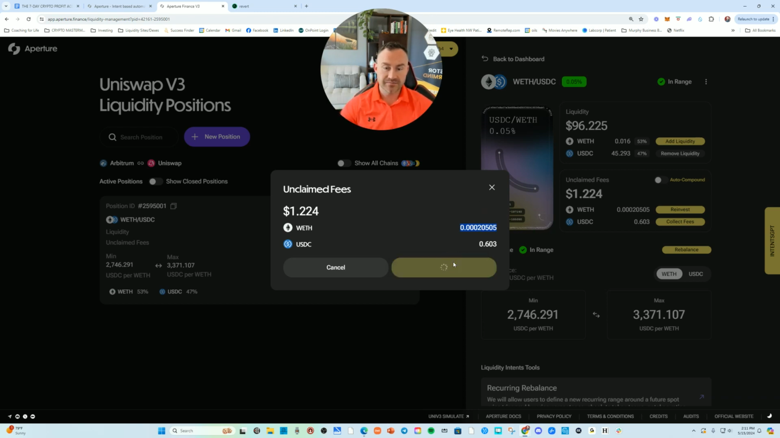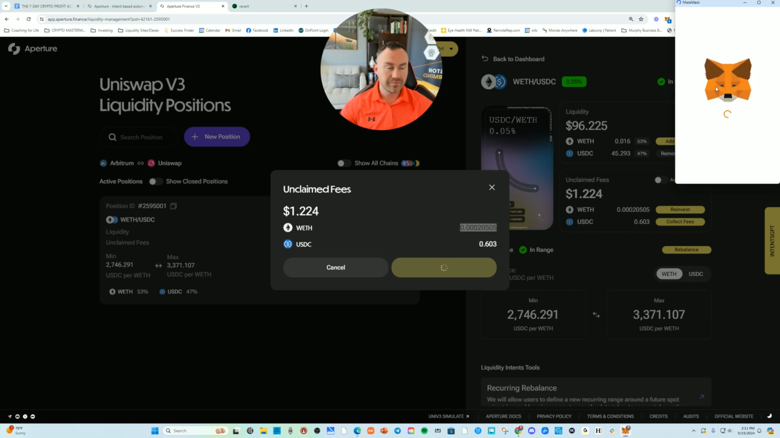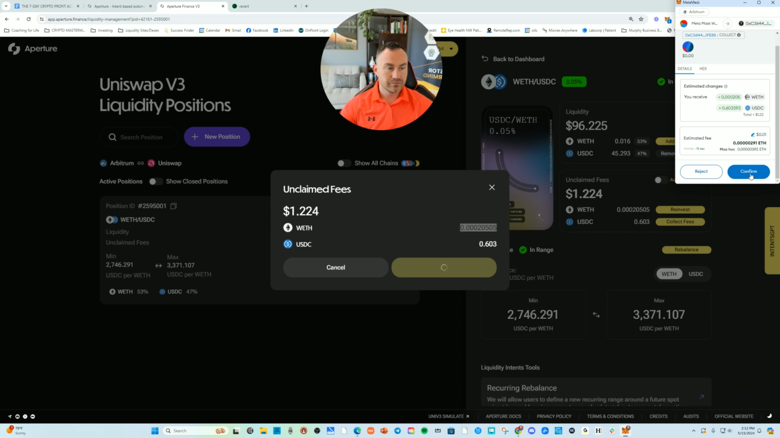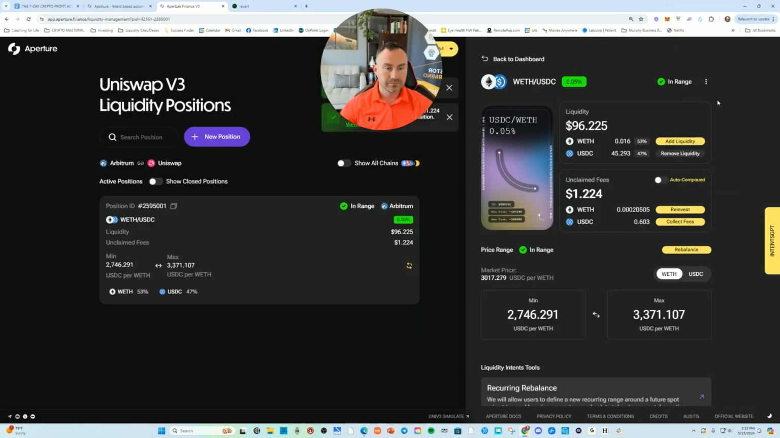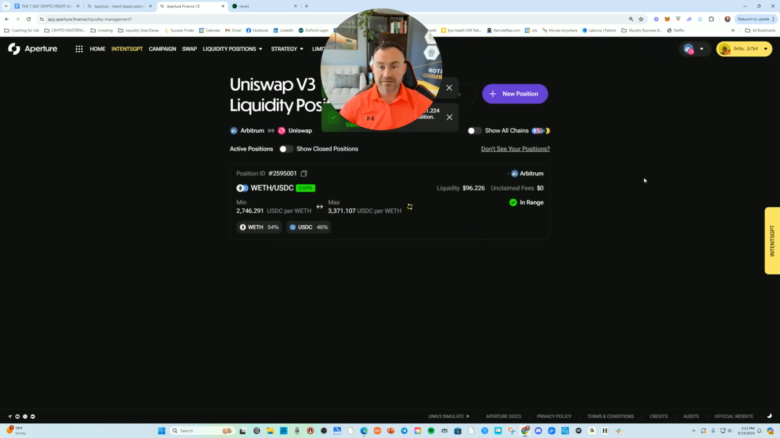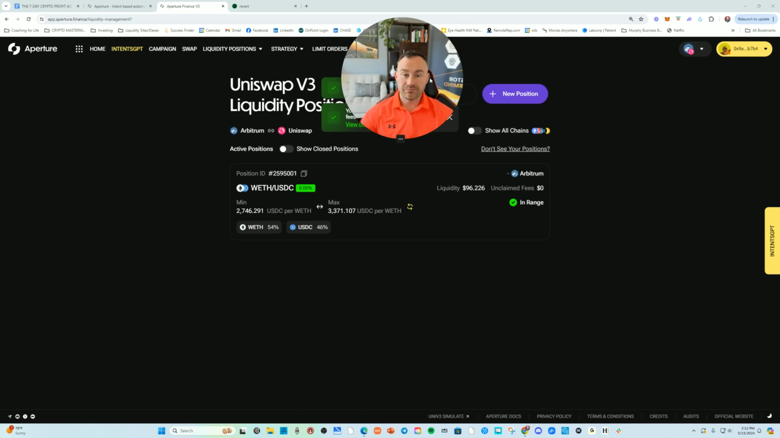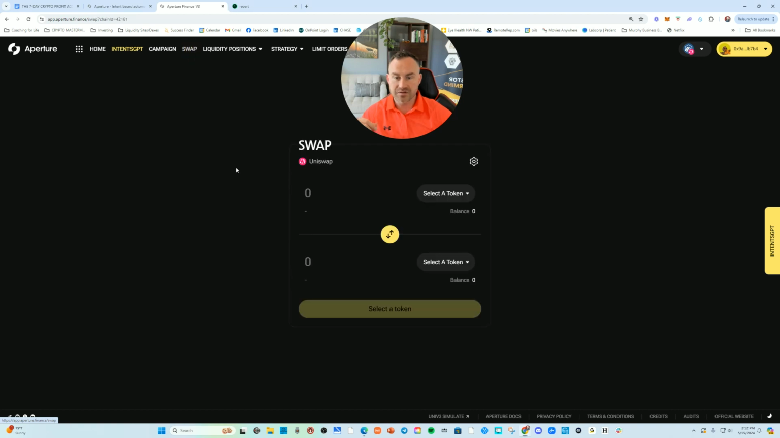So I would just collect these. It's going to pop up in my MetaMask. I'm going to say confirm. And now this unclaimed fees is back to 0. So then what I would do next is, I have the ETH and the USDC in my wallet, right? And let's say I was trying to accumulate as much ETH as possible. Let's just make the example simple here. I'd go to swap.